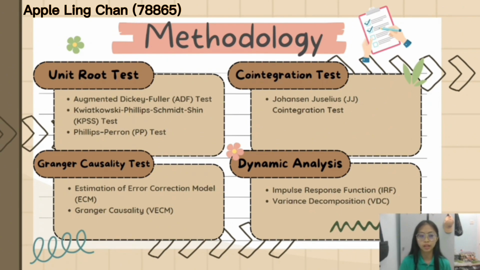First is the unit root test. In the unit root test, we use the ADF test, KPSS test, and the PP test. For the co-integration test, we use the JJ test, and for the Granger causality test, we use the estimation of the ECM and the Granger causality VECM. For the dynamic analysis, we use the impulse response function (IRF) and the variance decomposition (VDC). Next, we will show our results for this study.